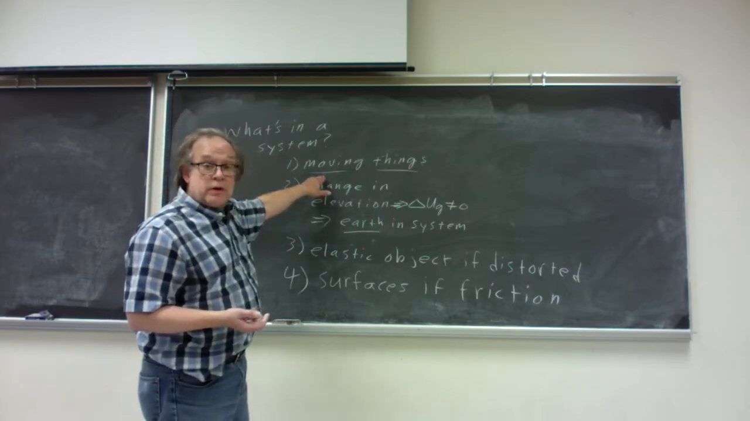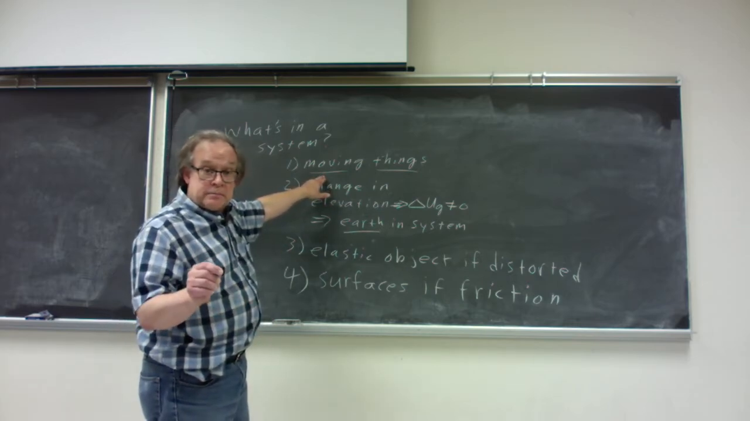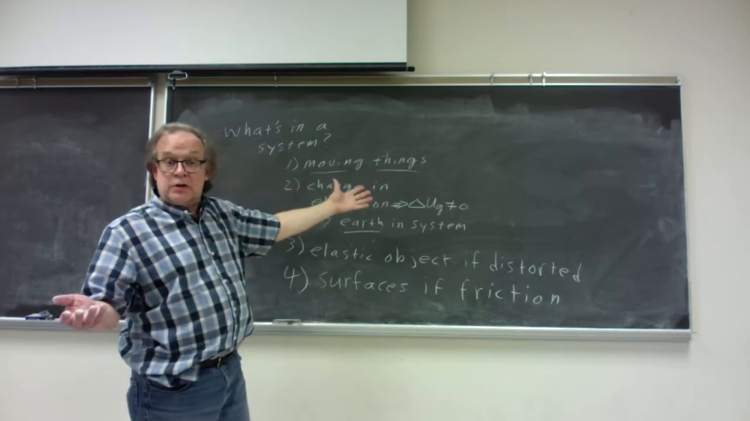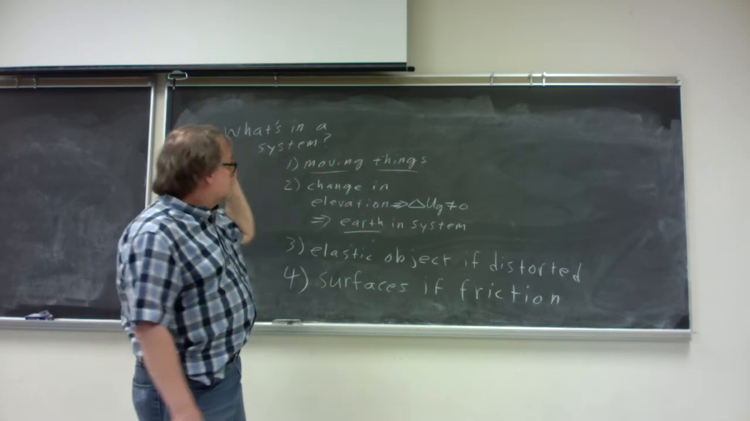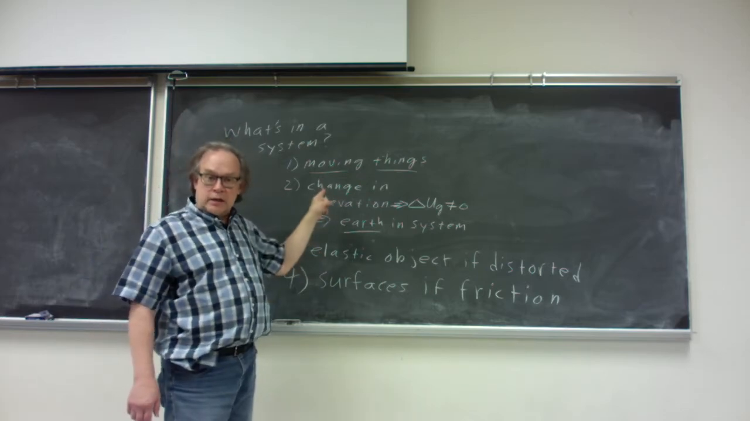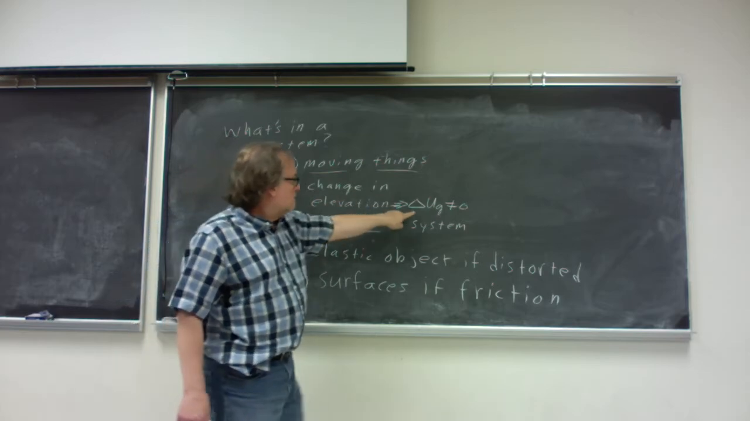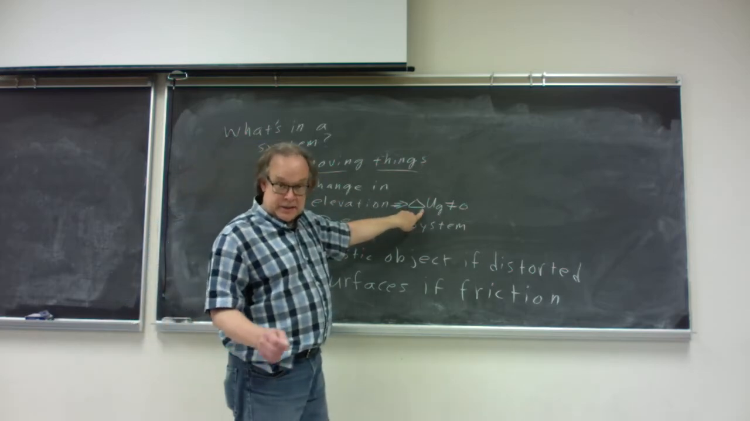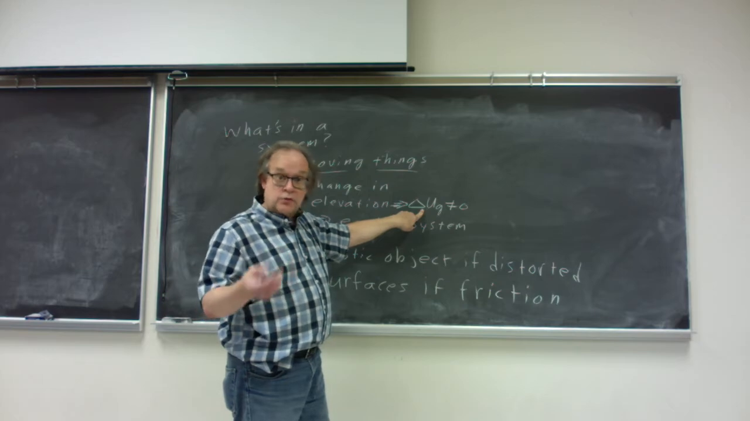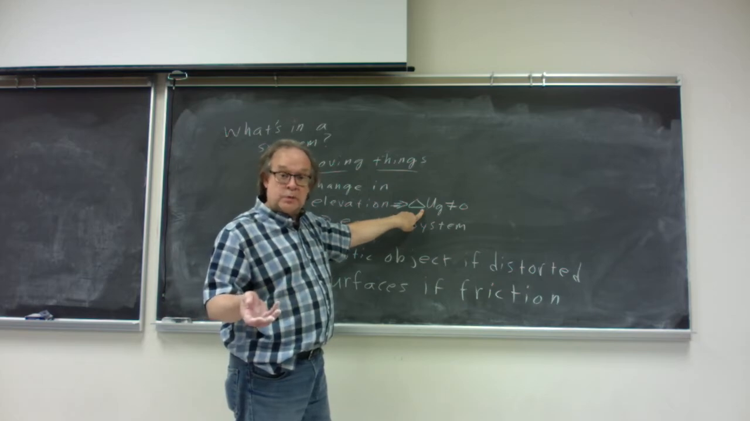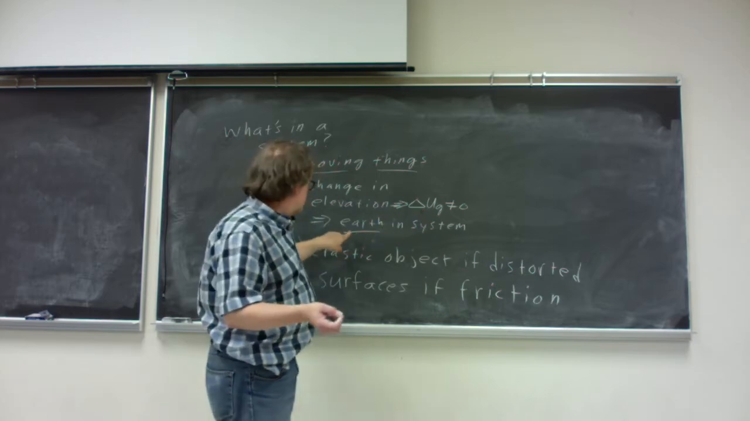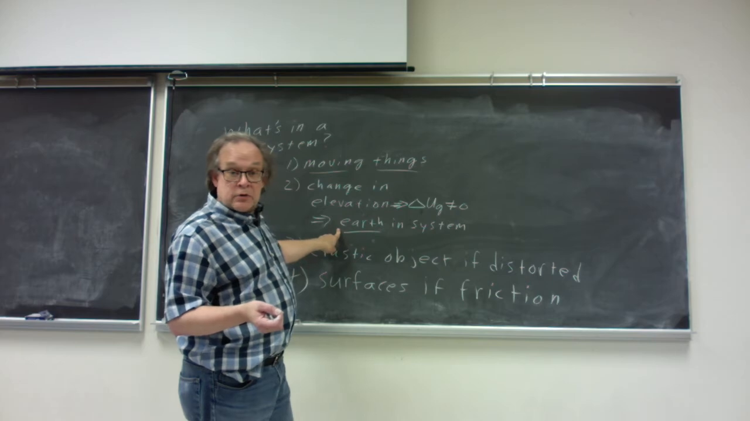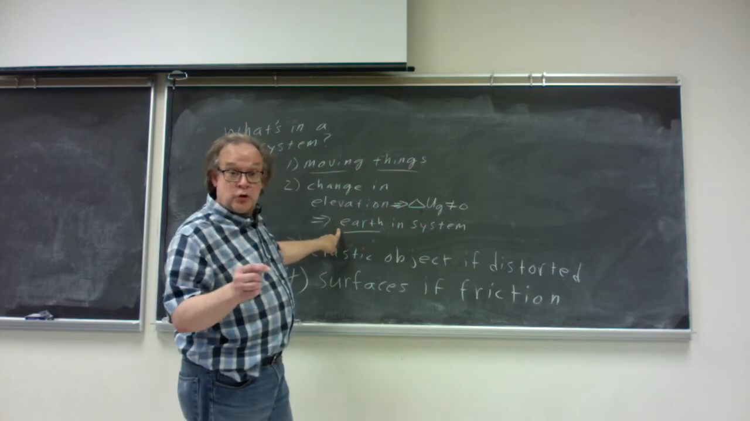Any moving thing should be part of the system. If the thing is moving, then there's kinetic energy in the system. You want to take that into account. If the moving thing changes elevation, well, gravitational potential energy depends on elevation. So if the elevation changes, the gravitational potential energy must change. And if the gravitational potential energy changes, it might sound strange at first, but you have to include the Earth as part of the system.